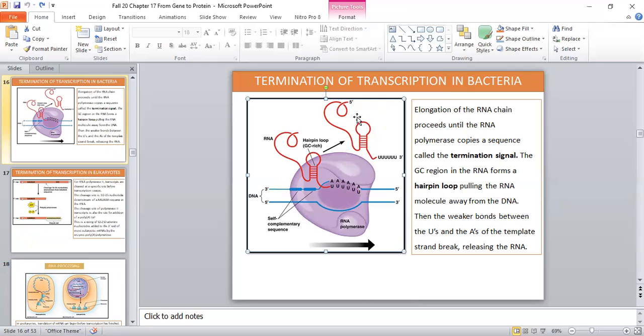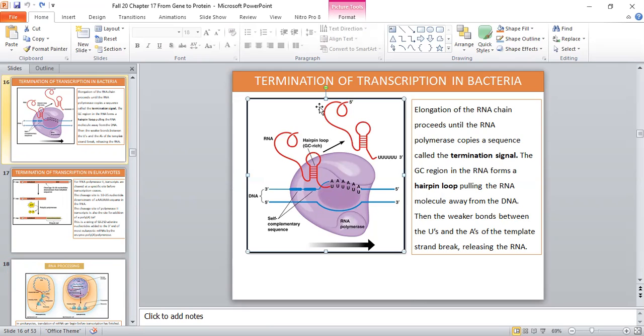Yes. A bulb shape. So it will start to wind up. Once it is winding up, it will pull from here. From here, it will pull. So this messenger RNA will detach from the DNA template strand. So it gets separated. Look here, it gets separated. They are showing it here, this part.